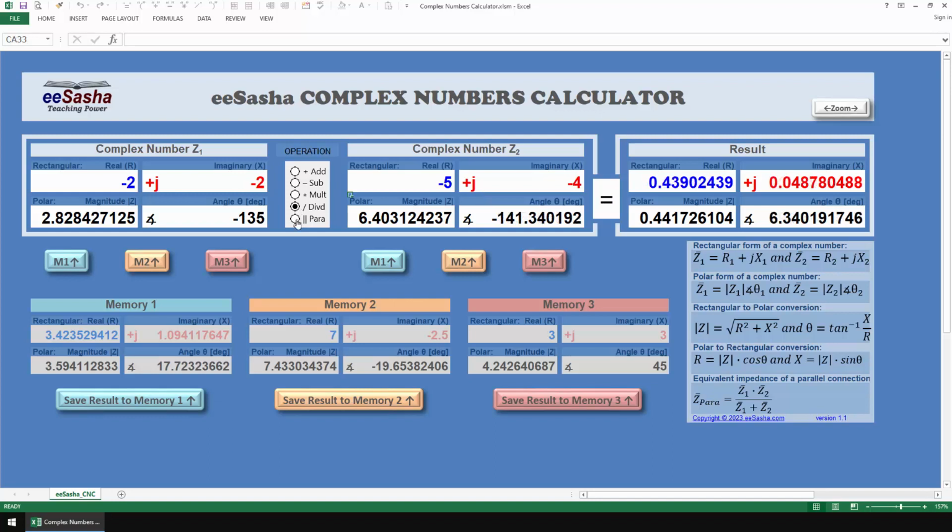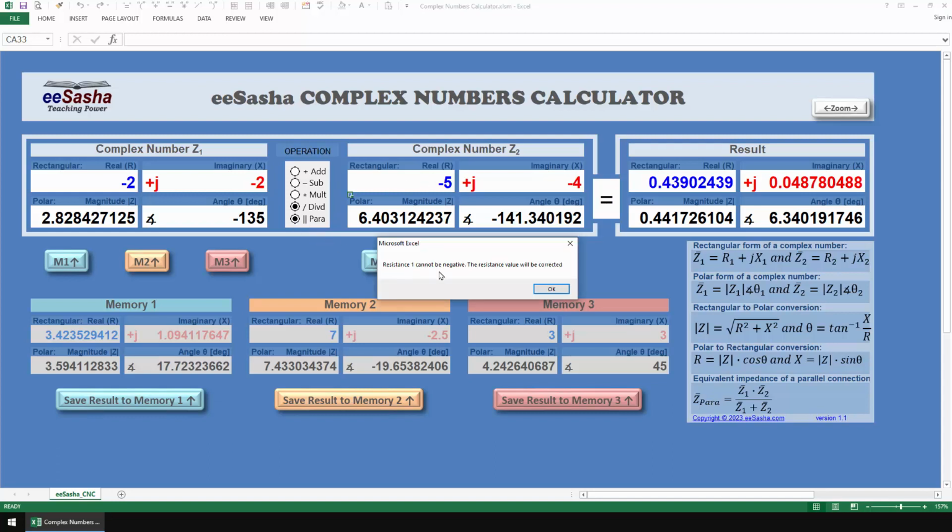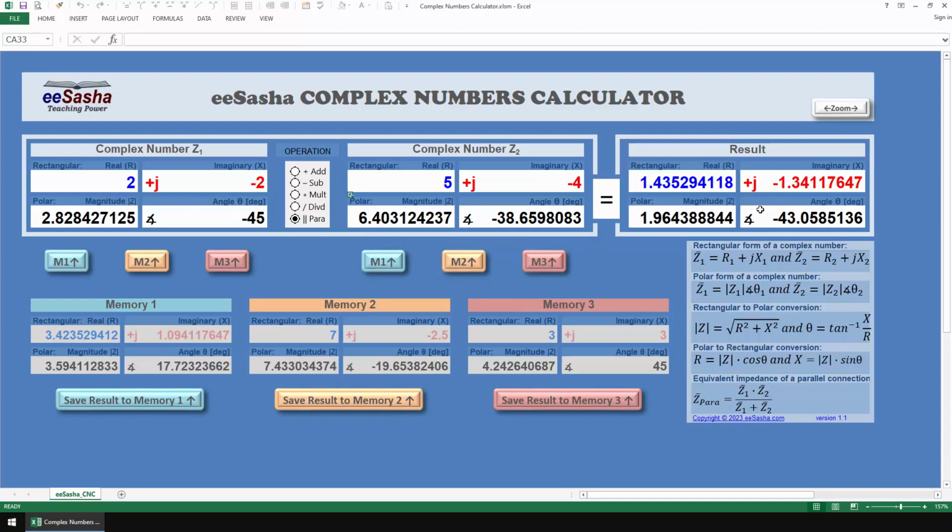However, we cannot find the equivalent impedance of a parallel connection of impedances that have negative real components. Real component of an impedance corresponds to resistance, and resistance cannot be negative. Thus, if you have negative numbers in real components of your complex numbers and you want to perform parallel connection, the calculator will automatically correct negative resistances and change them into positive numbers, so then the calculation can be performed. So a complex number with a negative real component doesn't make sense in electrical engineering if it describes an impedance.